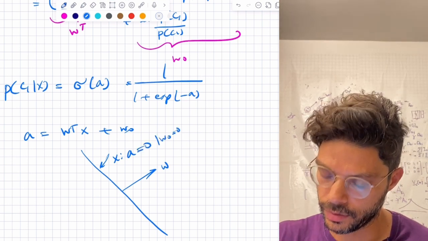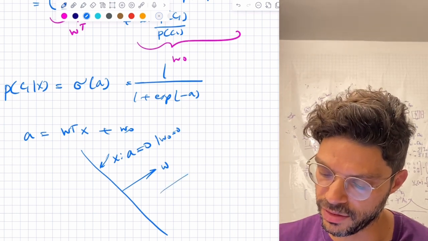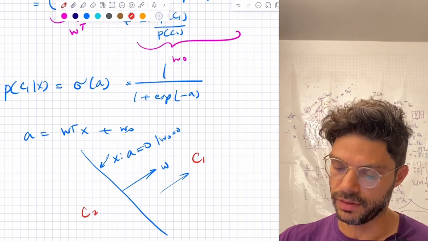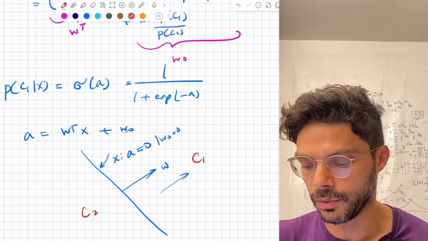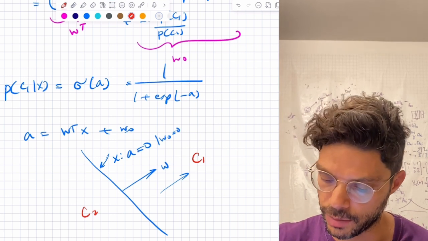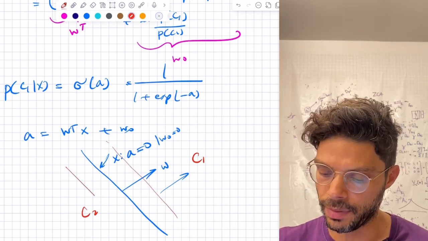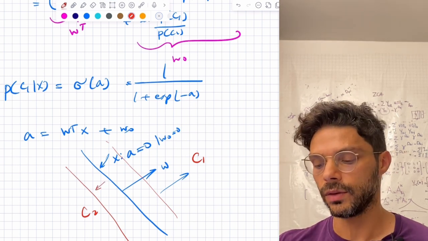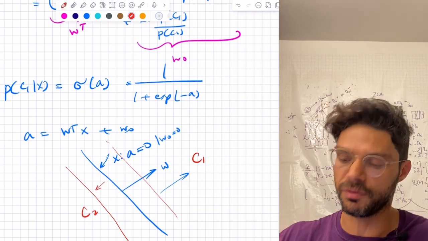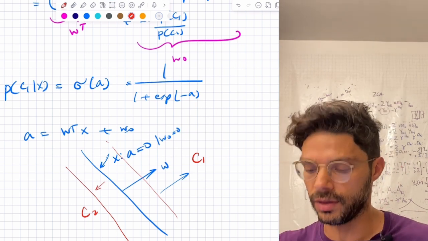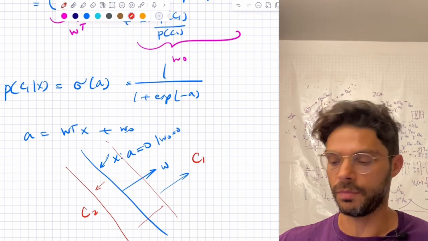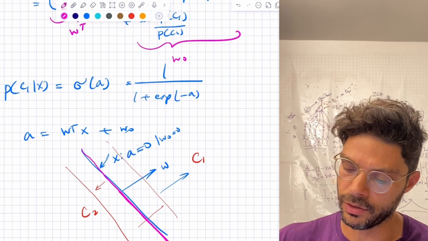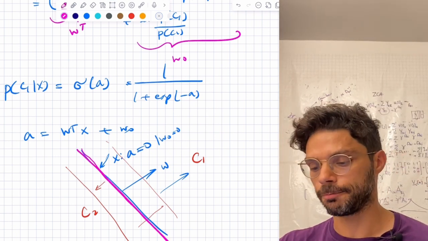Given W, everything on this side is going to be C1, and everything on that side is going to be C2. And now if you adjust W naught, you're essentially going to move this line forward and back. If you increase it, then this line is going to move backwards, and it's going to make more of the space C1. If you decrease it, then it's going to move the line forward. More of the space is going to be equal to C2. But the main point is that you're going to have this linear decision boundary that's separating the two classes.